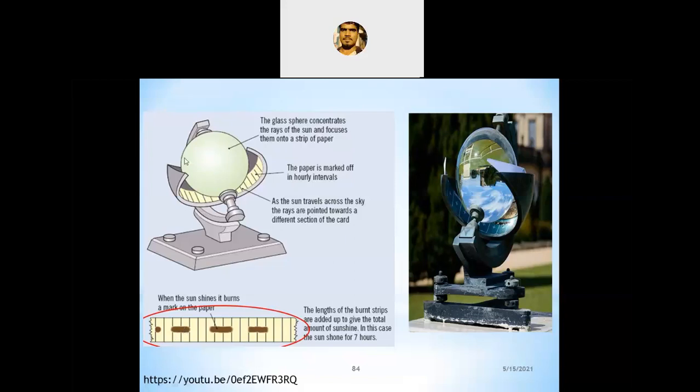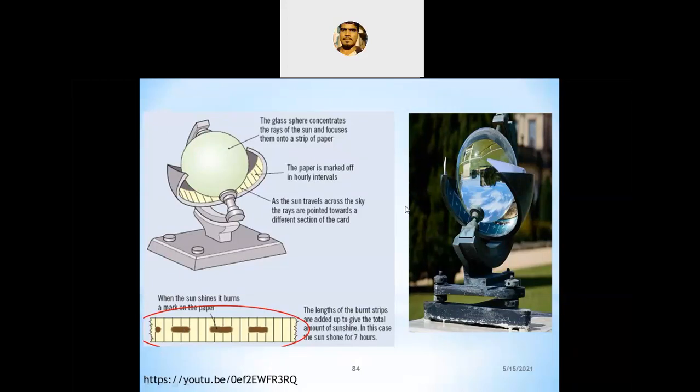The rays enter through the spherical glass and are directly concentrated on the strip. Once the intensity of the sun rays is high enough, it starts to burn the strip, and it continuously burns as long as there is bright sunshine. Once the bright sunshine is no more, the burning process stops. The total length of the burned space indicates the total sunshine in the day. It may be 10 minutes, 20 minutes, 30 minutes, or 1 hour, 2 hours. That is what a sunshine recorder does.